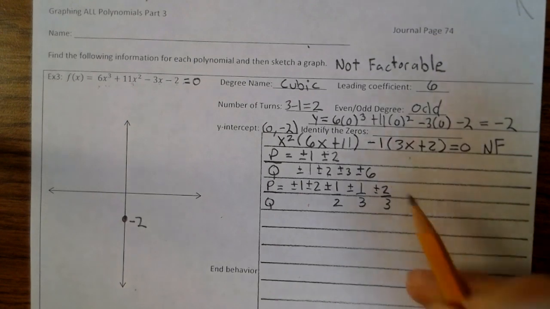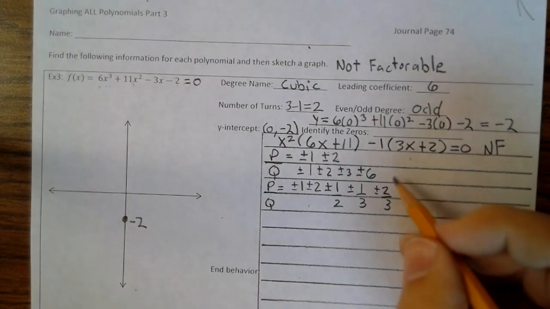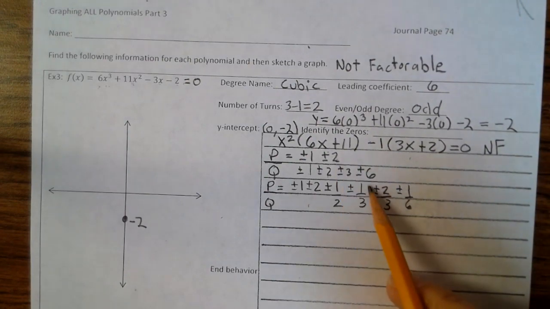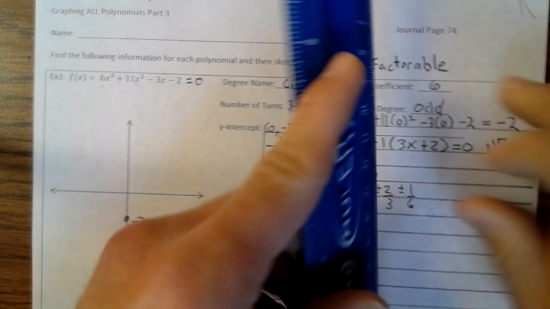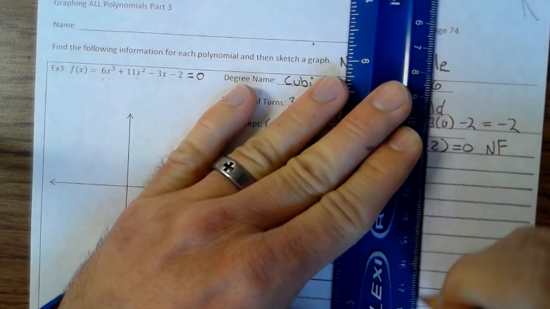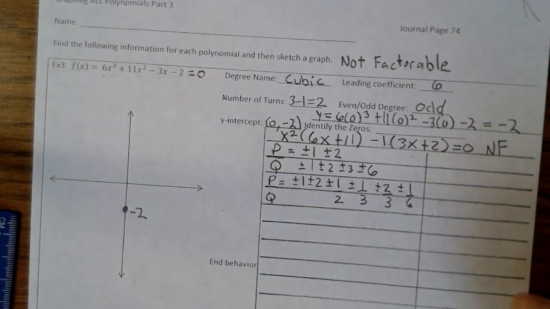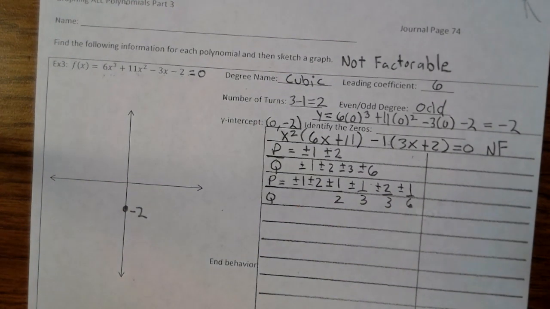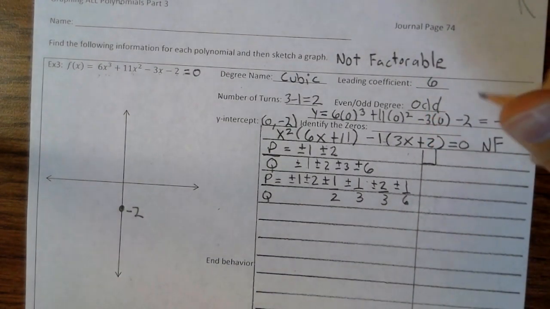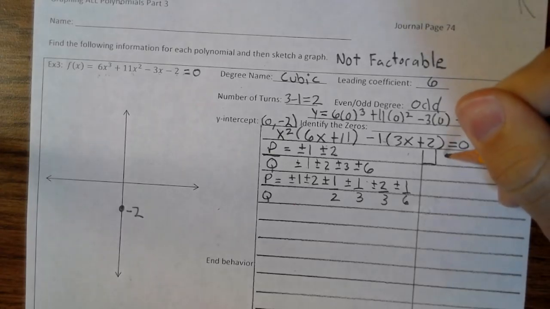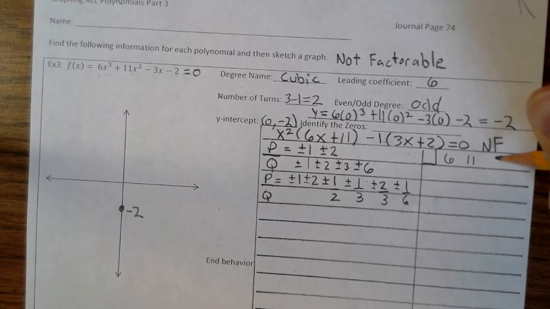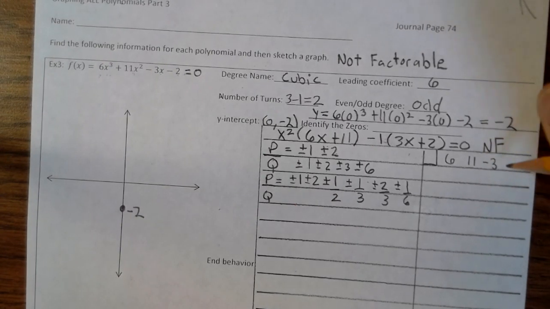And then we're going to divide 6 by each term, so that's plus or minus 1/6, and 2 divided by 6 is just 1/3. So that's all of the possible zeros. Okay, now we're going to use synthetic division. So that's 6, 11, negative 3, negative 2.